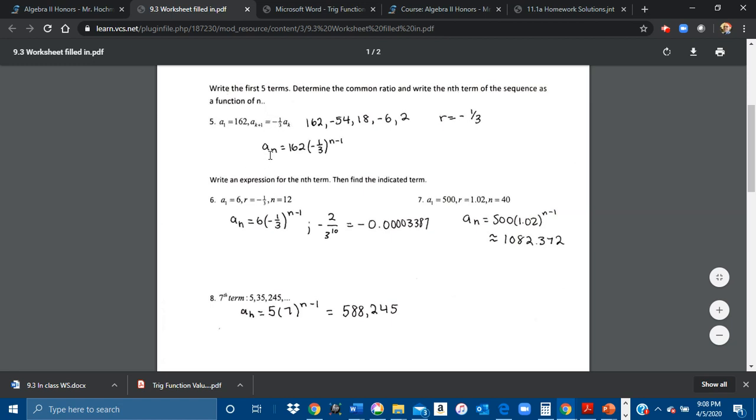And I can write it as a generic a sub n is equal to a sub 1, which is 162, times my ratio, which is negative 1/3 to the n minus 1 power.